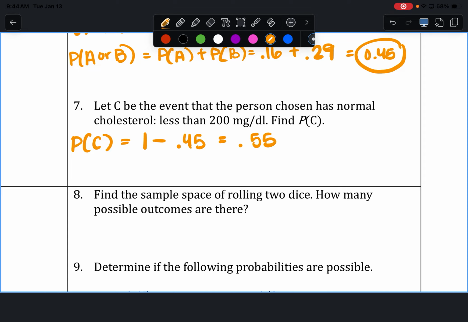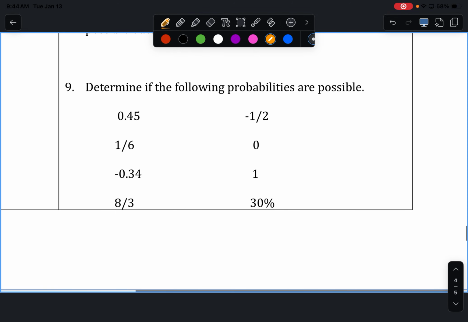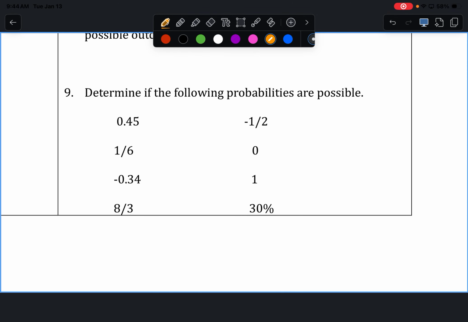We're going to look at number 9. Can 0.45 be a probability? Yeah. Can 1/6 be a probability? Can negative 0.34? Can 8/3 be a probability? No. Why can 8/3 not be a probability? Because it's greater than 1, right? It's bigger than 1, because 8 divided by 3 would be 2 point something, around 2.5.